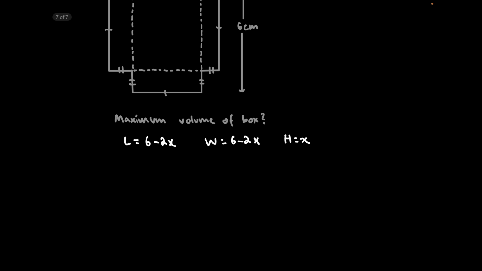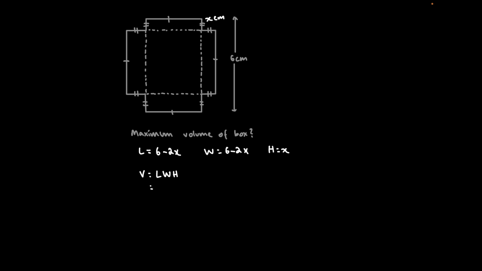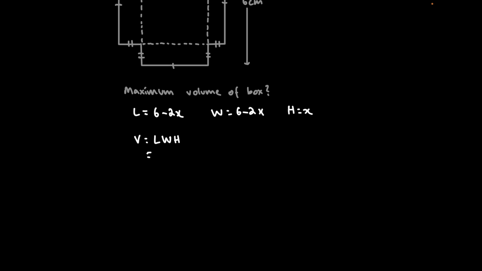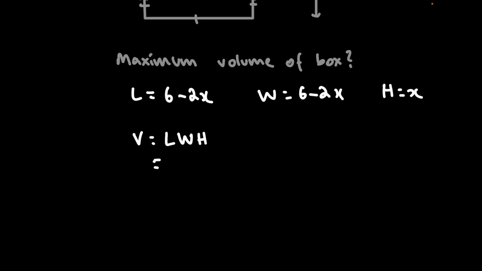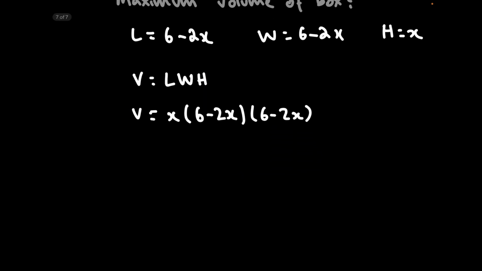So to generate an equation for volume, we know that volume is simply length times width times height for a rectangular prism. And if we sub in the lengths, widths, and heights, we can say that the volume is going to be x times (6 take 2x) times (6 take 2x). Length times width times the height. So let's now work out the maximum value for this function using calculus.